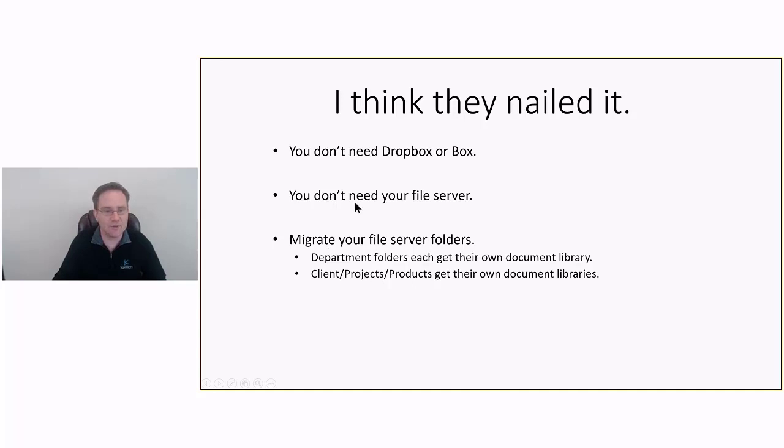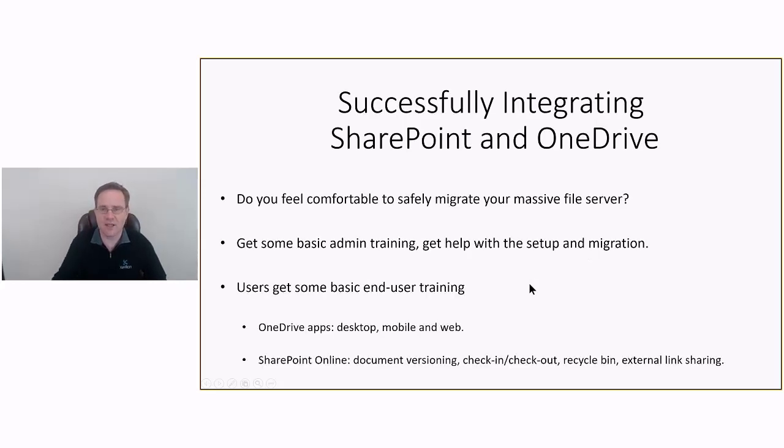So you don't need the file server, and you migrate your file server folders. Department folders each get their own document library, and then your clients, projects, products, those folders get their own document libraries as well, successfully integrating SharePoint and OneDrive. And so the first question is, do you feel comfortable to safely migrate your massive file server? There's a lot of weight with those files on your file server, and that's probably one of the things that's holding you back.